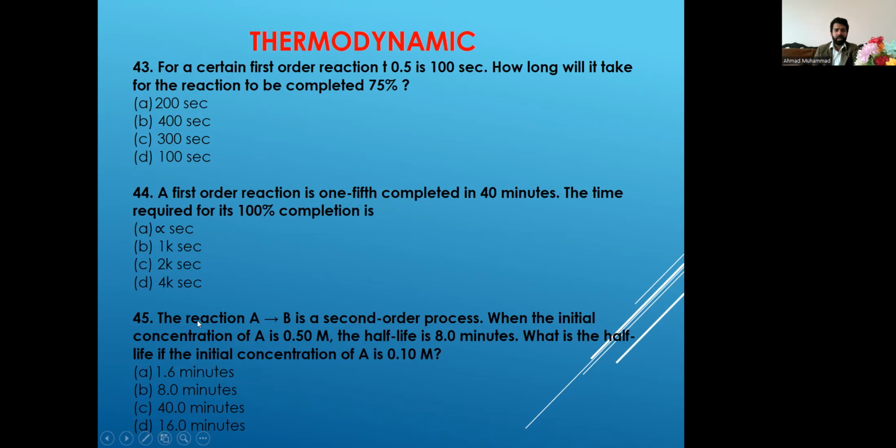For question 45, the reaction A going to product B is a second order process when the initial concentration of A is 0.5 molar and the half-life is 8 minutes. What is the half-life if the initial concentration of A is 0.1 molar? So the options are: first option is 1.6 minutes, option B is 8 minutes, option C is 40 minutes, and option D is 16 minutes. According to my calculation, the right option is option D, 16 minutes.